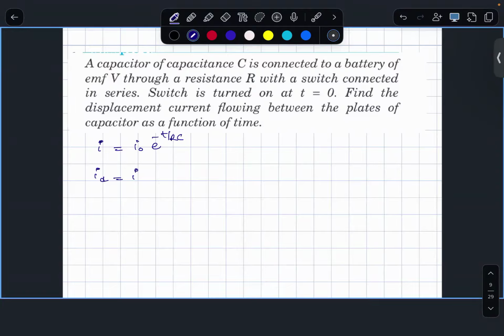Any doubt? And this side, this displacement current is the same. Any doubts? That's all. Done.